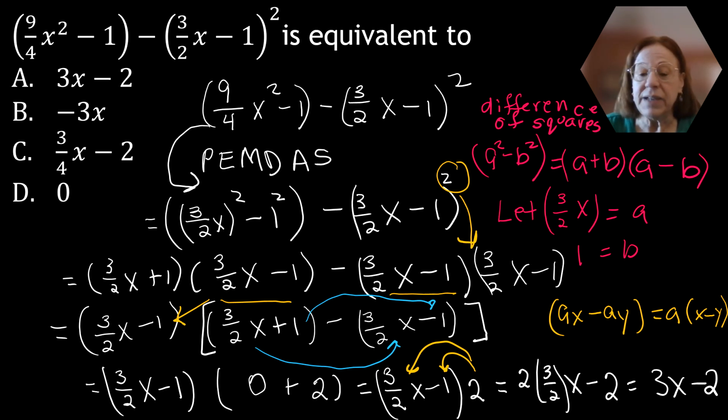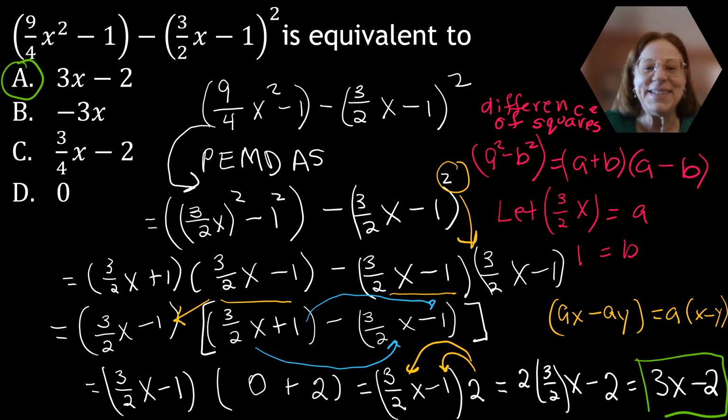Divide the top and bottom by 2 in the first term. 2 divided by 2 is 1, so that leaves us with 3x in the first term and minus 2 in the second term. And A is the answer.